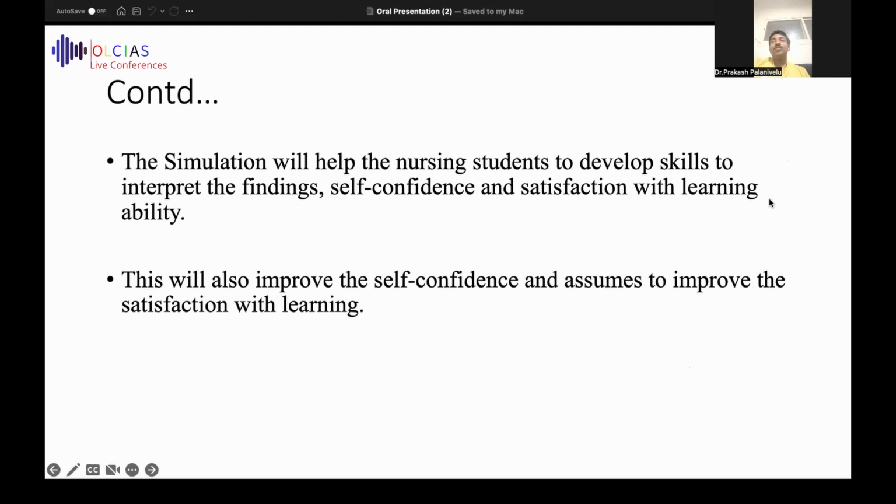Yeah, the simulation will help the nursing students, paramedics, and medical students to develop their skills to interpret the findings, their self-confidence, and their satisfaction with their learning ability. This will also improve their self-confidence and is assumed to improve their satisfaction with the learning process. So next slide, please.